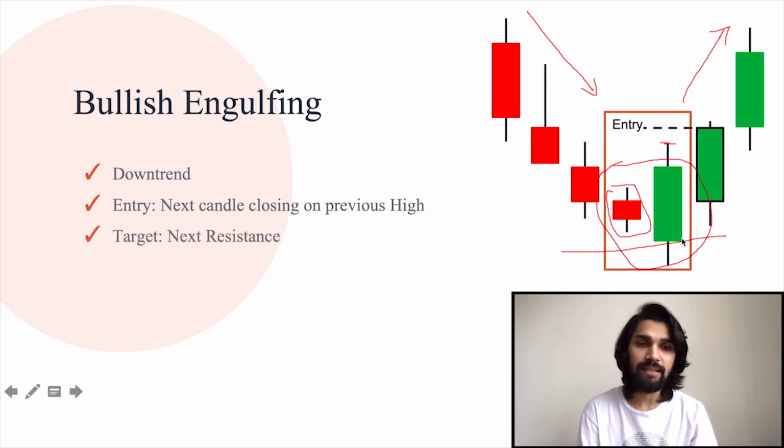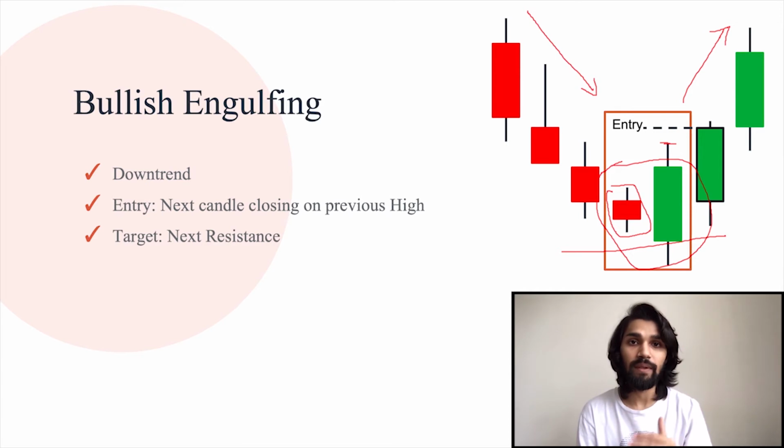What would be your target? The first immediate resistance would be your target. Not a strong resistance, the first immediate resistance, which should come within the next 10 to 15 candles. If it does not come within the next 10 to 15 candles, there are chances that it might not hit the resistance, so you should probably exit the trade with whatever profits you have.